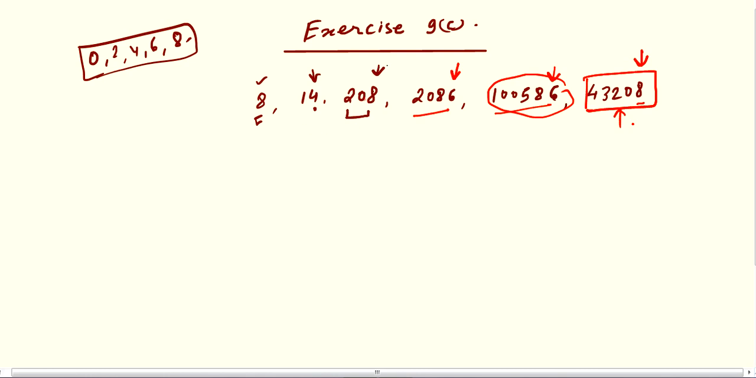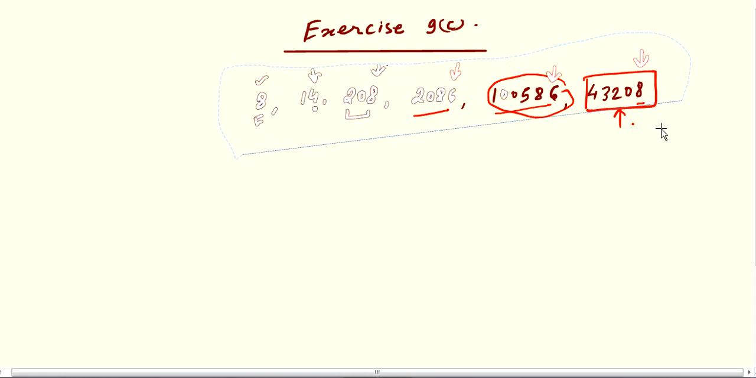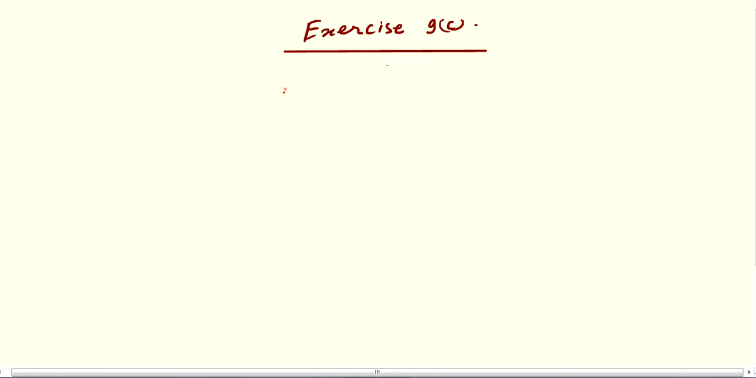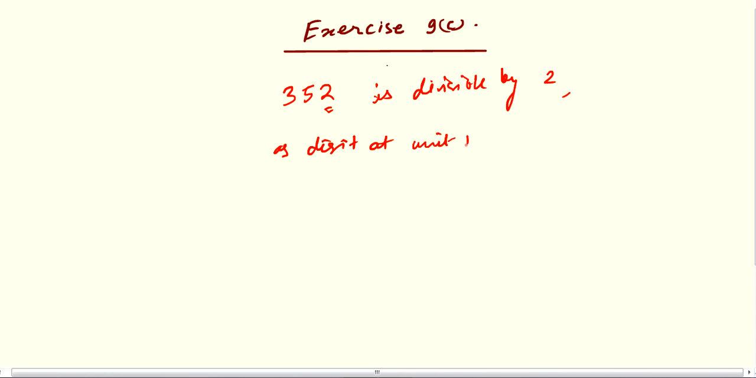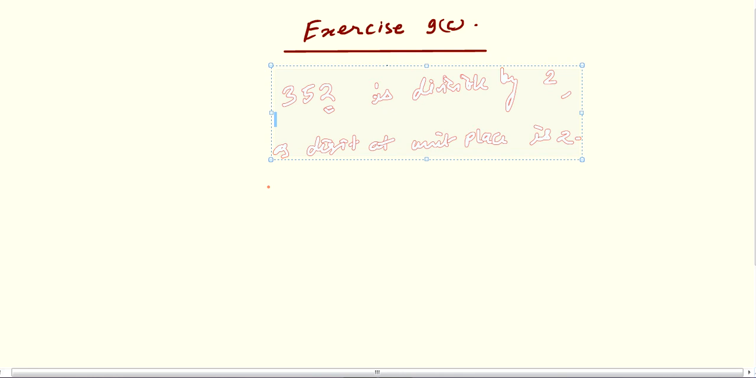So the first question from exercise 9c is 352. In 352 the number at the unit place is 2, which is divisible by 2. That means 352 is divisible by 2 as the digit at the unit place is 2. So the given number is divisible by 2. So you can solve question number 1.